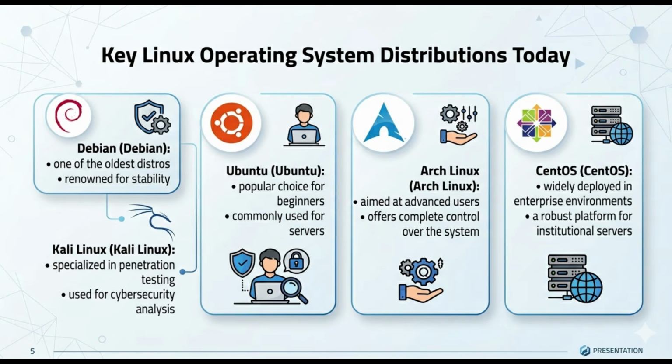Over time, many different versions of Linux were created. These versions are called distributions, like Windows 10 or 11 for Microsoft products. Some of the most popular Linux distributions today are Debian, which is one of the oldest and most stable distributions. Based on Debian, distributions like Kali Linux were created, which is mainly used for pen testing or cybersecurity in general. We also have Ubuntu, which is very popular for beginner users and servers. Arch Linux is designed for advanced users who want full control of the system. And finally, we have CentOS, which has been widely used in enterprise servers.